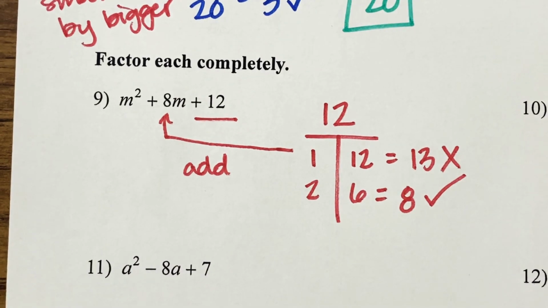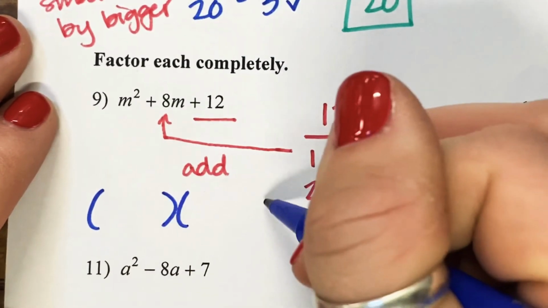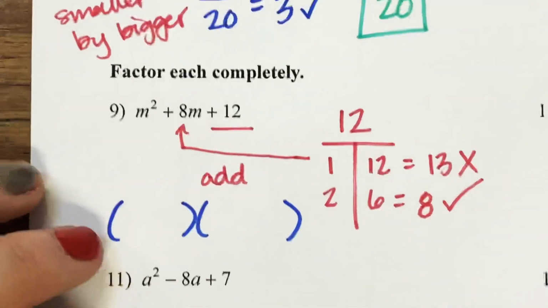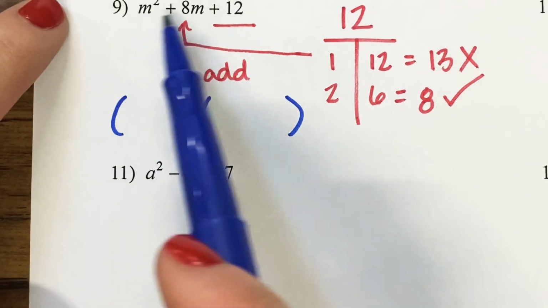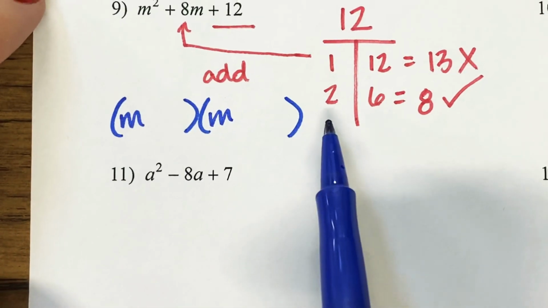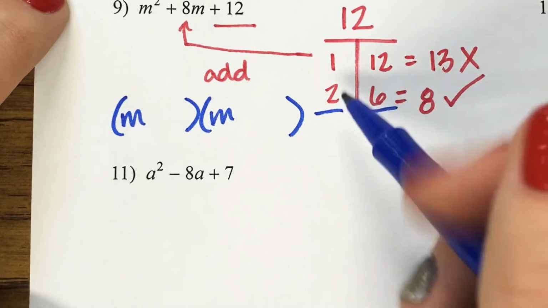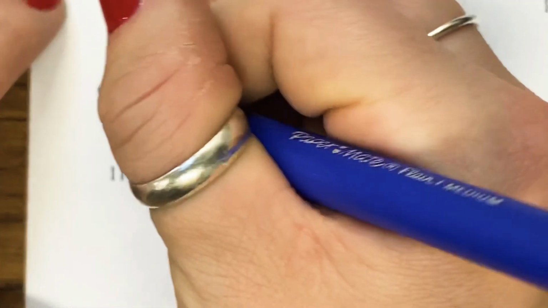So now that we found that, all we need to do is write our 2 parentheses. They look just like up here before we FOILed them. Then we put our variable, which is m, and an m in front. And then our last step is fill in our numbers that we found. It's a positive 2, so plus 2, and a positive 6, plus 6. And there we go. We factored it.